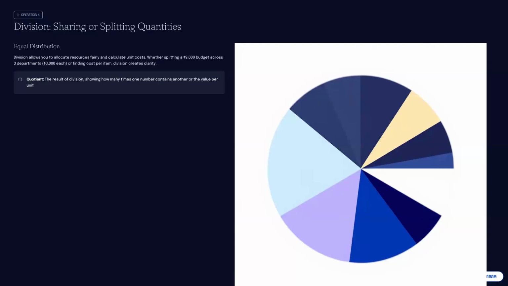So there's a budget of 9,000 and I have to share it between 3 departments. It means I'll take 9,000 and divide by 3 departments, and I'll have 3,000 for each department. Something like that. That's what it means to do division, splitting quantities. That's why you see this diagram on my screen. Using different colors, we have split this circle into different parts. By splitting the circle like this, we have used division because we have divided the circle.